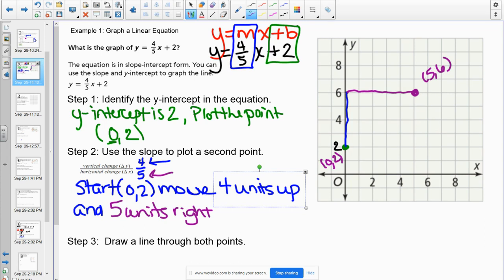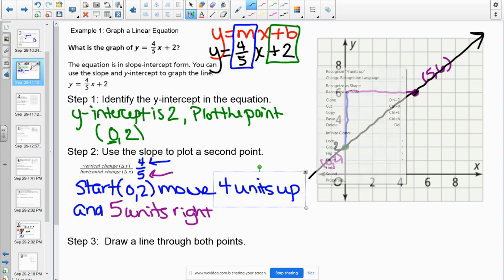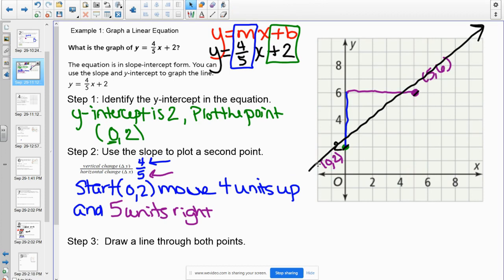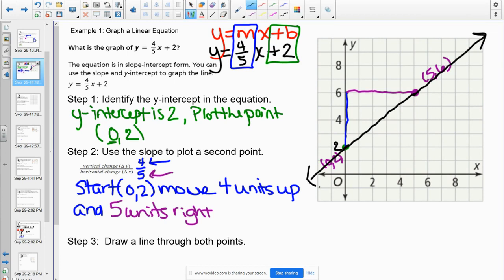Last step, draw a straight line through both points. You're going to take your ruler and draw through both points, and then you will have, oops, I just moved the whole thing too. You're going to have a beautiful graph. Notice that I also try to extend it to the edge of the graph paper, and then don't forget your arrows because it is a line, not a line segment.